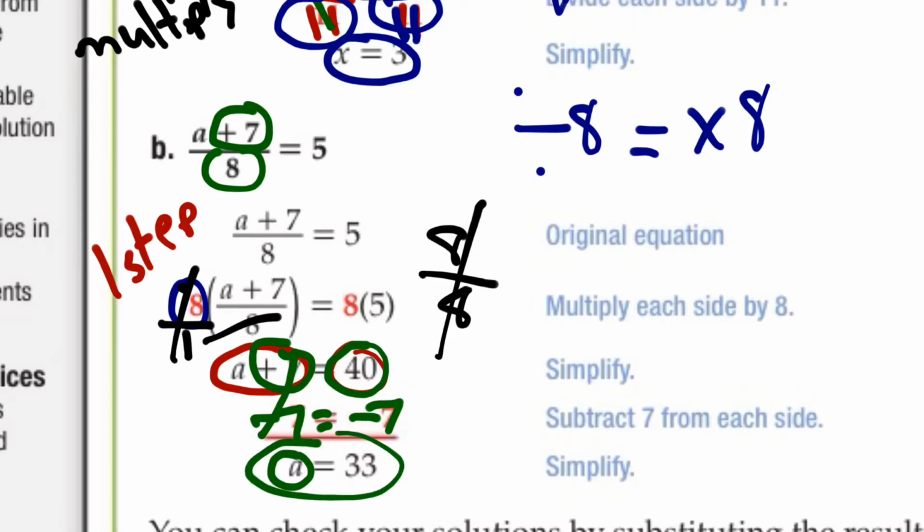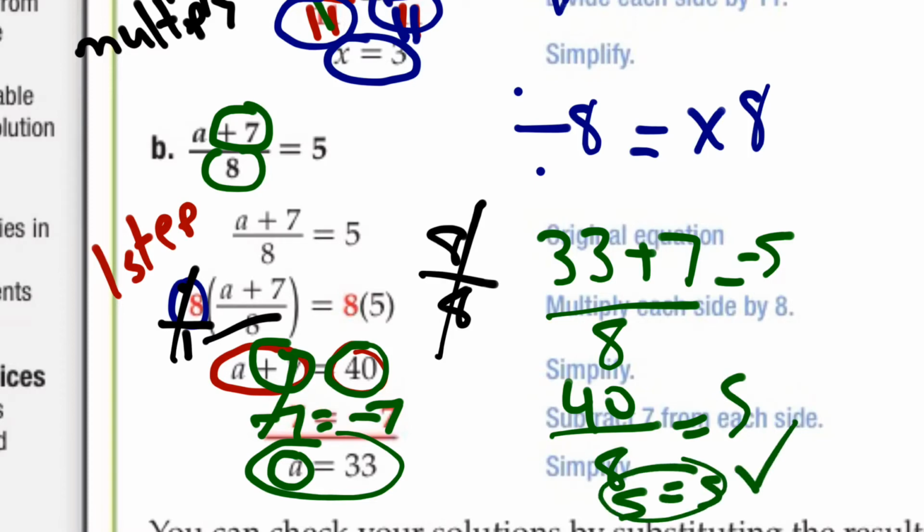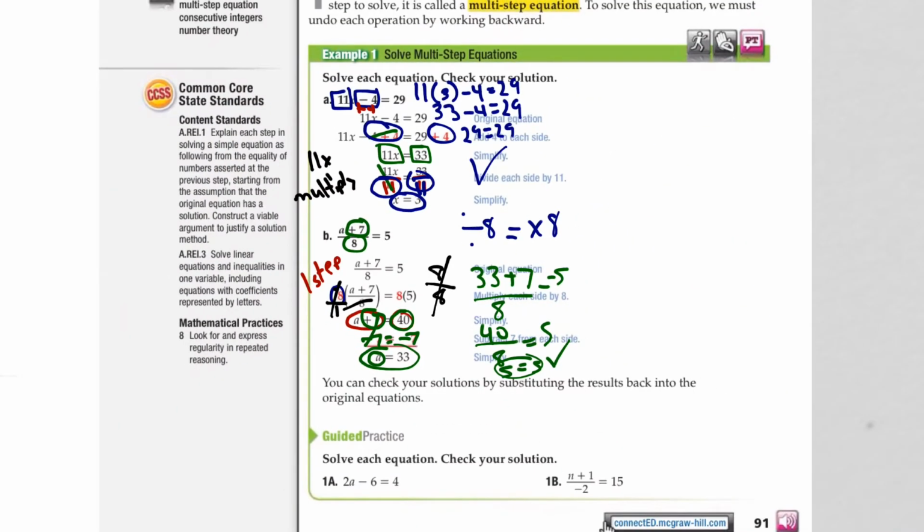If I wanted to check it, watch. 33 plus 7 over 8 equals 5. I get 40 over 8 equals 5. 5 equals 5. And it is a true statement. Alright, so I am finished. It's a multi-step. All I'm doing is two steps. It's two people trying to get in the way of the variable instead of one.